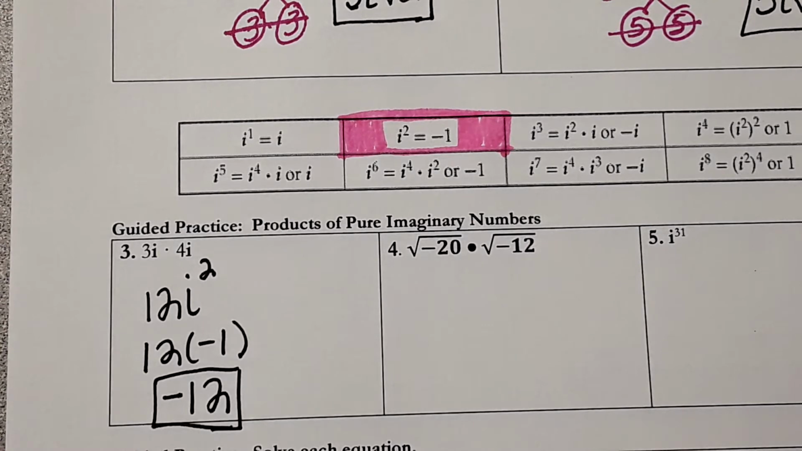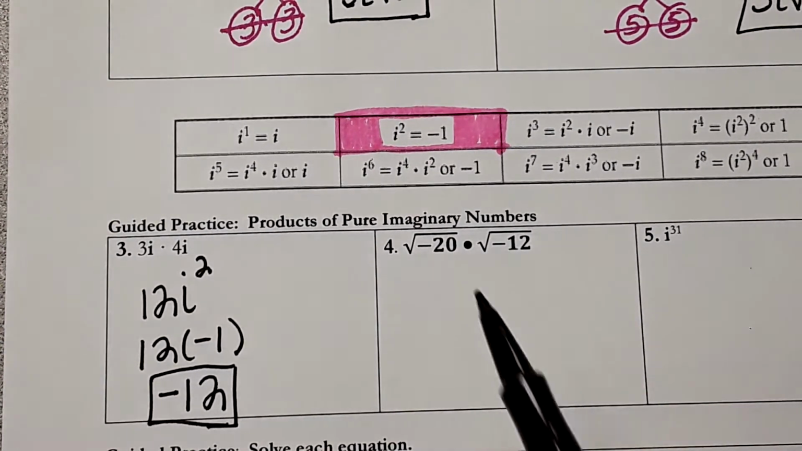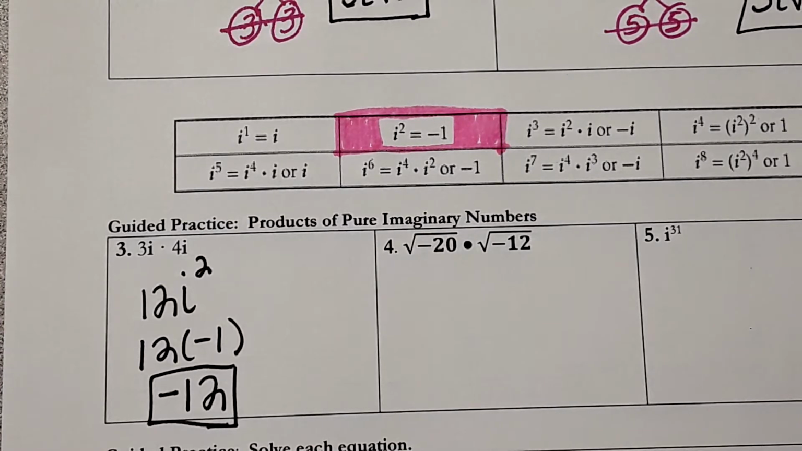Okay. Number 4. When you see square roots and they're both negative, you can't multiply them because they're imaginary. So you can't multiply square roots until you've pulled out the i's.